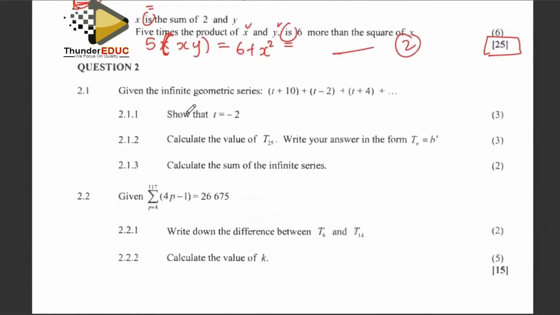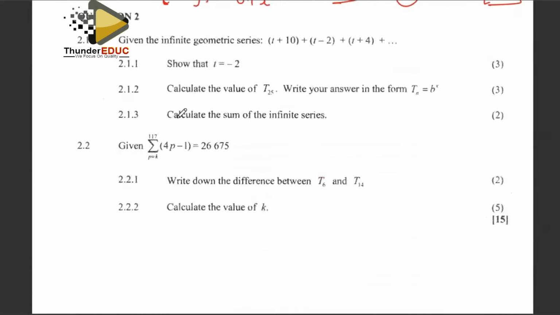Okay, let's harvest the next 15. Question 2. Given the infinite series, which is geometric, t plus 10, t minus 2, t plus 4, and so on and so forth, can we show that t is negative 2? Now, since it is geometric, we know that the common ratio, we're going to say ratio 1, and then ratio number 2. The common ratio of a geometric must always be just the same.